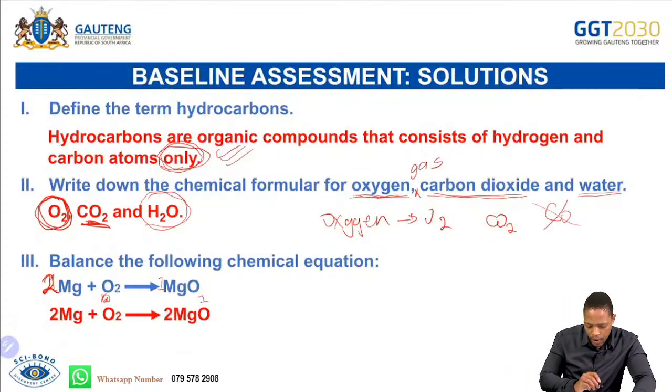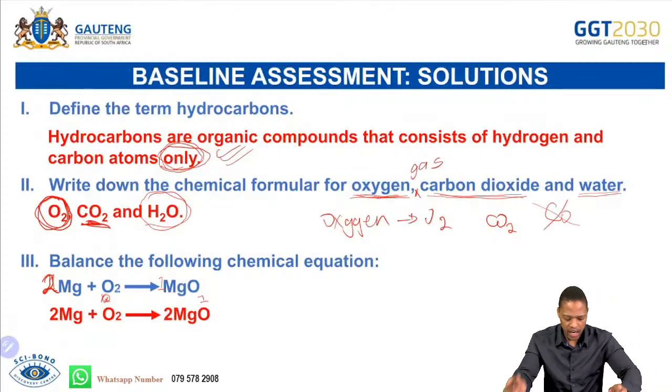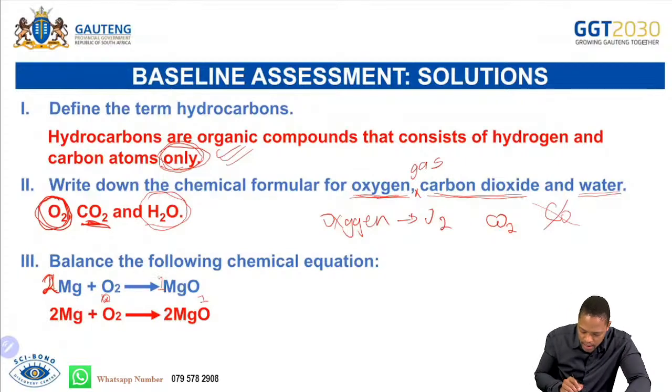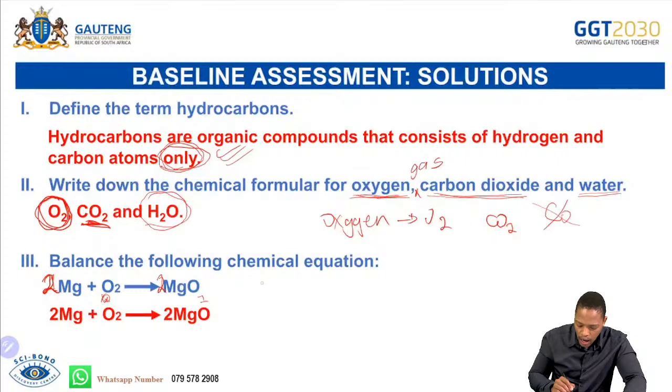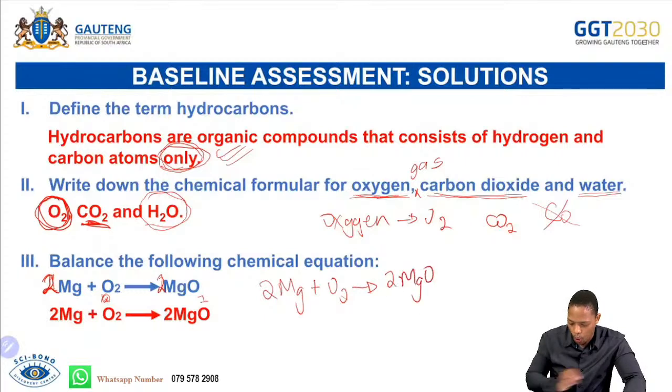However, if I go to the other side and try to fix what I have messed up on this side, by making the magnesium balance and putting a 2 here as well, I will find that now I have 2. Let me write it here on the side. Mg plus O2 giving me 2 MgO.